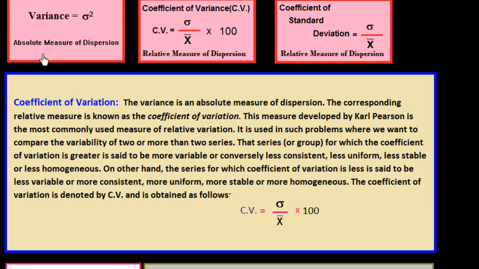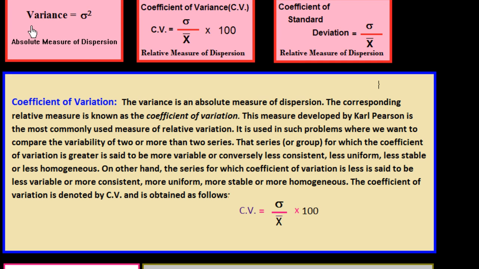We know that variance is equal to the square of standard deviation, which means sigma square. It is an absolute measure of dispersion. Now another measure of dispersion is the coefficient of variation, which is the relative measure of dispersion. It is denoted by CV. First I will explain the coefficient of variation.